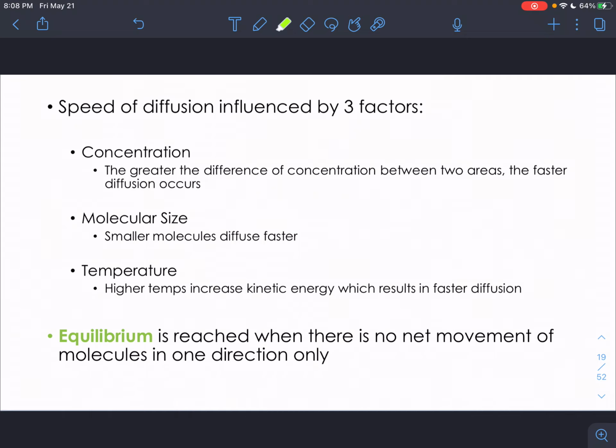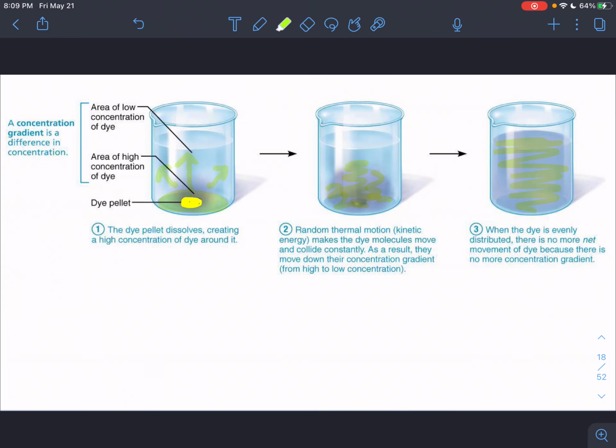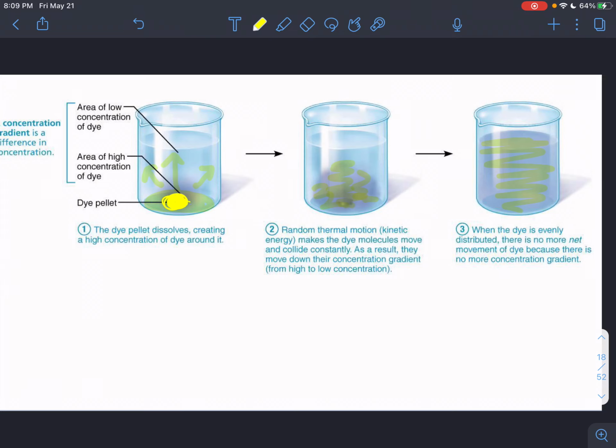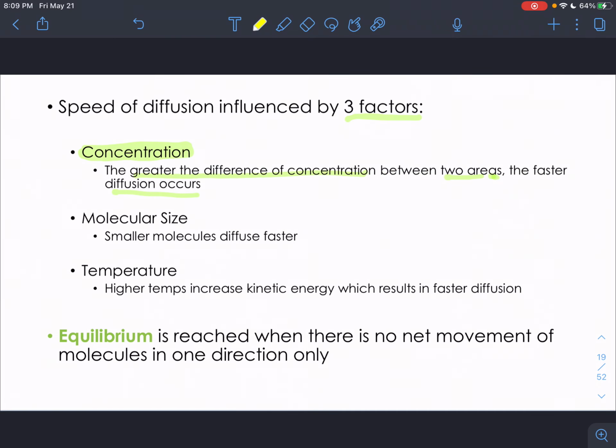Okay. The speed of diffusion can be influenced by three things. The first is the concentration gradient itself. Okay, so the greater the difference in concentration between two areas, the faster the diffusion occurs. Okay, so in this example, if we put a very strongly concentrated dye in the bottom, it would diffuse more quickly than just a little drop of a diluted dye. Right? Because there's more molecules of dye in that area. They have a higher concentration, so they want to move apart more quickly.